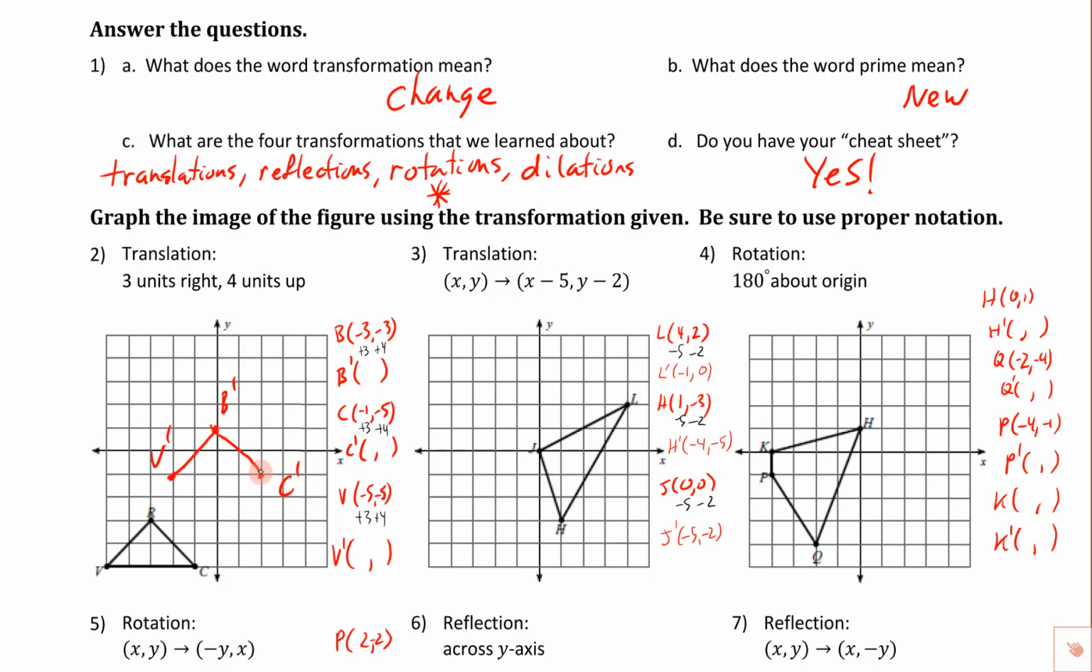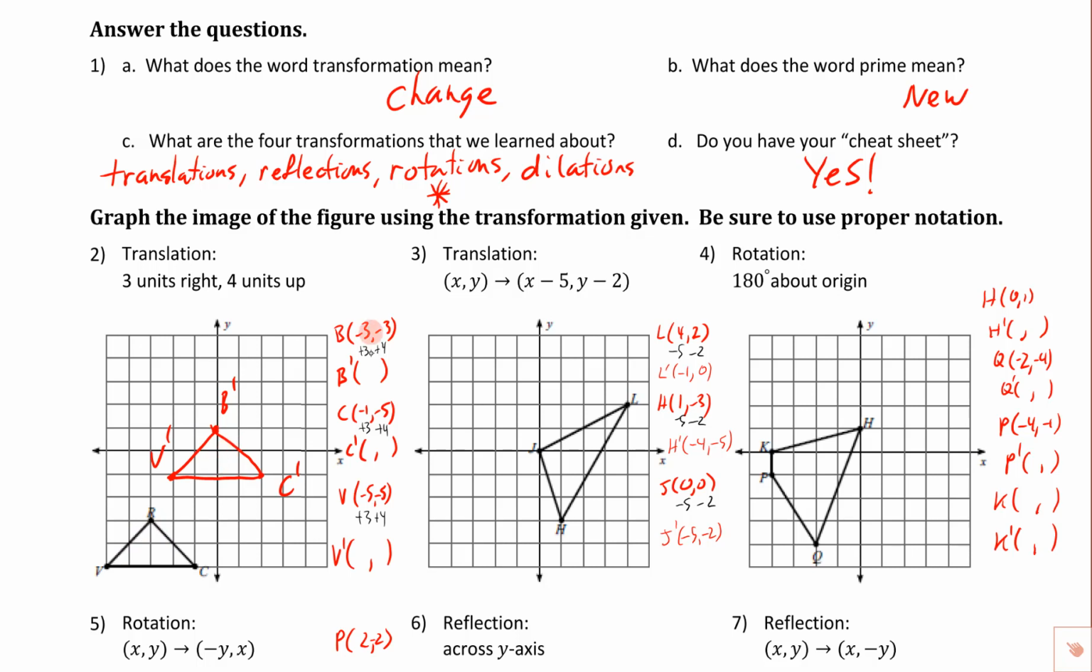Now when we connect those, if this was the test, as long as we can see that this is the original figure and this is our new image, so this is the pre-image and this is the image if we use that vocabulary, notice that they're oriented the same direction, same size and shape and all that sort of stuff. This is a great translation.